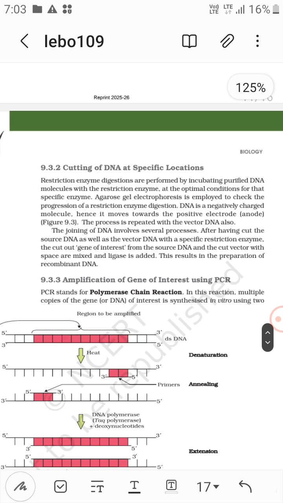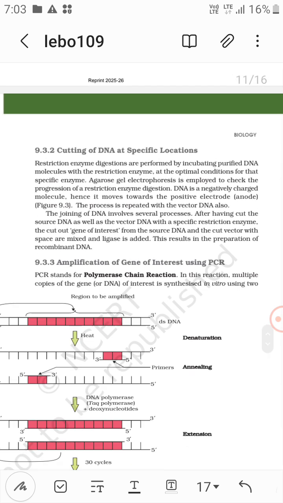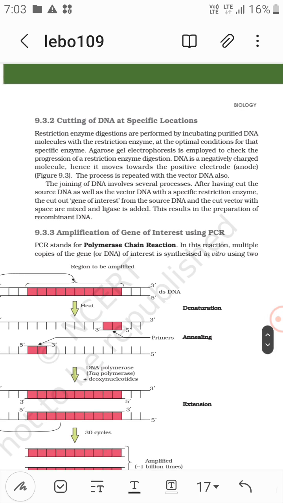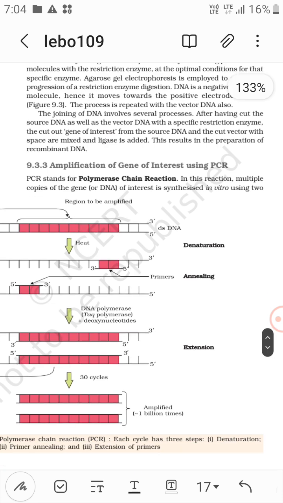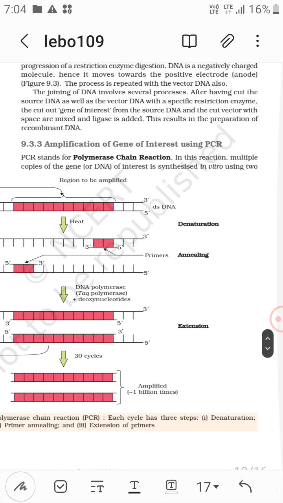The joining of DNA involves several processes after cutting the source DNA as well as the vector DNA with the same specific restriction enzyme. The cut-out gene of interest from the source DNA and the cut vector are mixed and ligase is added. This results in preparation of recombinant DNA. So this is the formation of the recombinant DNA.